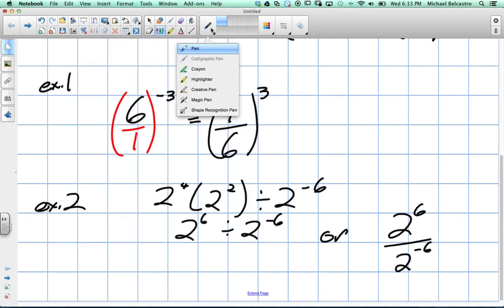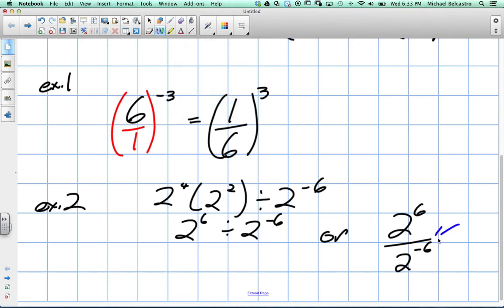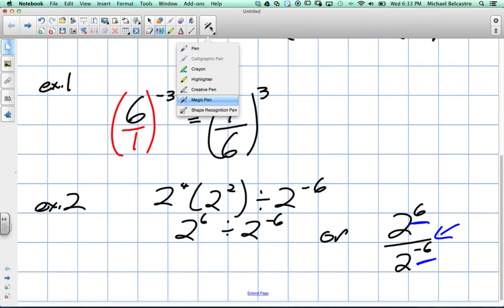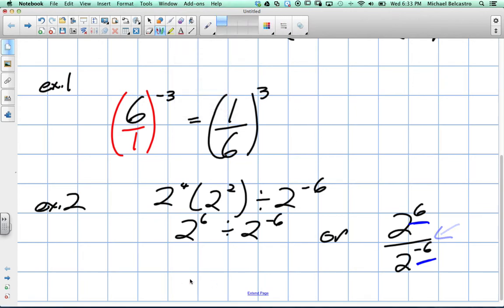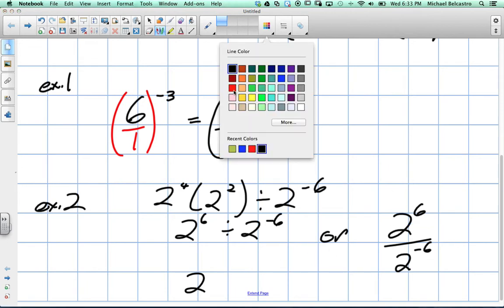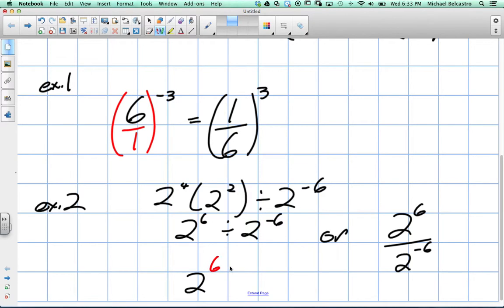That fraction essentially means divide, right? So what will we be doing with these two integers here if it's division? Subtracting. Yeah, we subtract. So I'm going to rewrite it again. In this case, it says 2, okay? And I'm going to take those exponents, so I'm going to highlight what I've done here. And this becomes 6 subtract -6, okay?